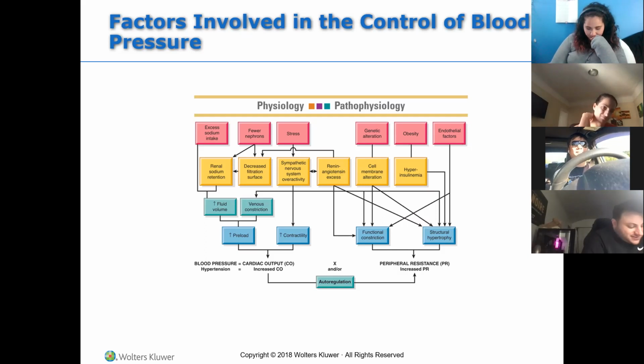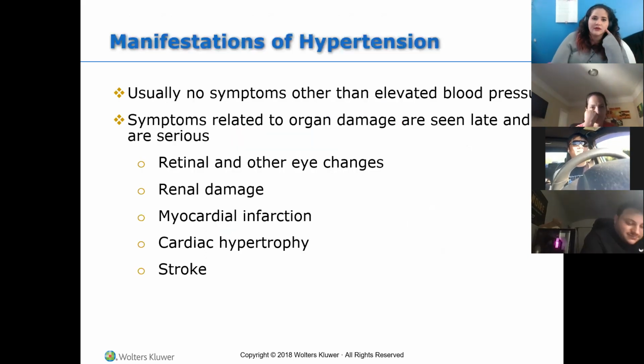Okay. So we have manifestations of hypertension. Like I said, usually no symptoms other than the elevated blood pressure. Symptoms related to organ damage are seen late and are serious. You have retinal and other eye changes, renal damage, myocardial infarction, cardiac hypertrophy, and strokes.